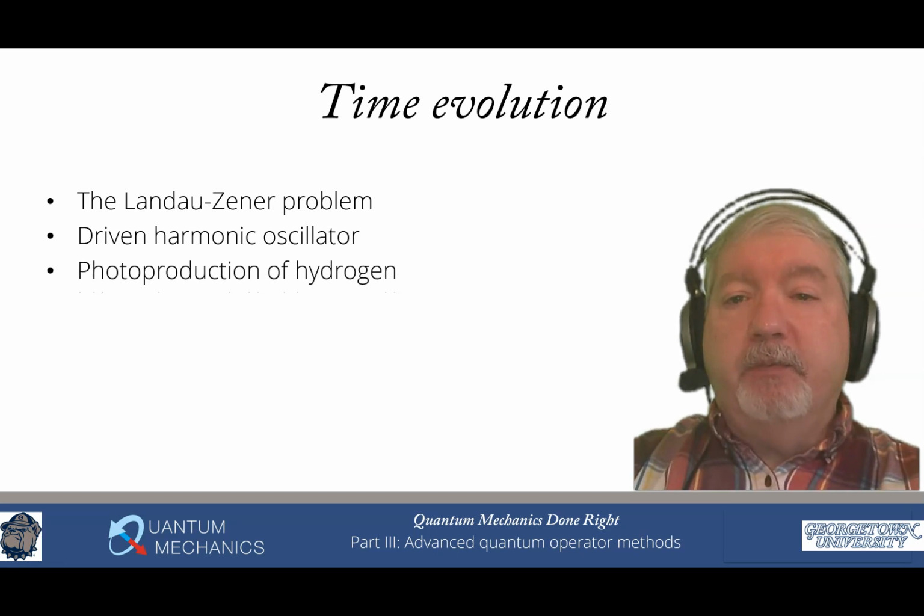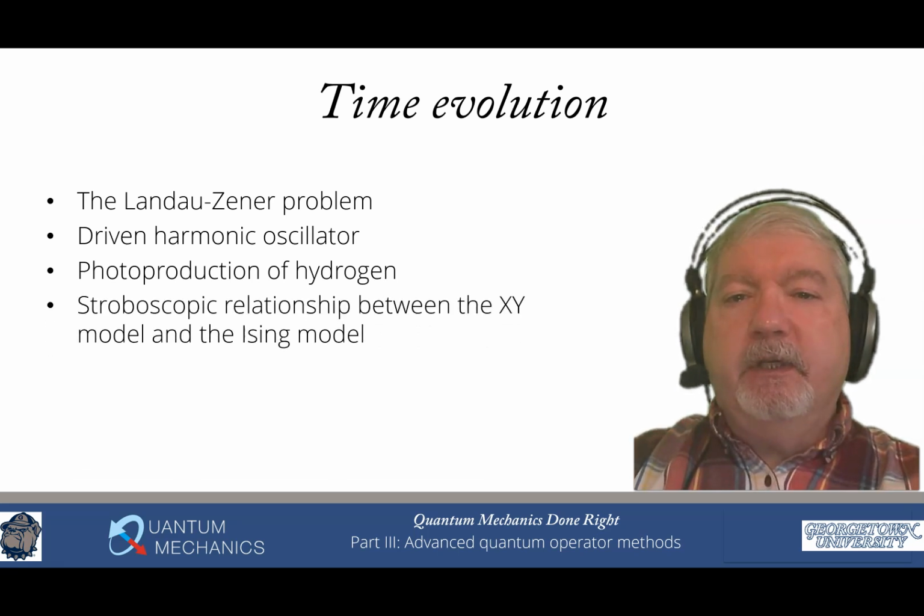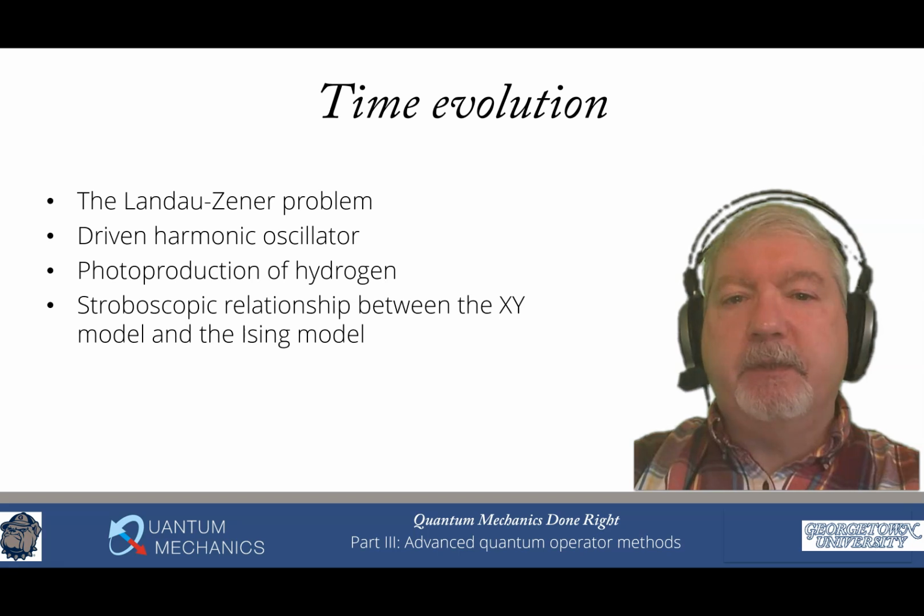We'll then look at photoproduction of hydrogen. This will help us explain what the sharp lines are in the spectra, and we'll also be able to calculate what the lifetime of the different states are. And then we'll look at a stroboscopic relationship between the XY model and the Ising model, and this is a technique that was used in ion traps to simulate the XY model.